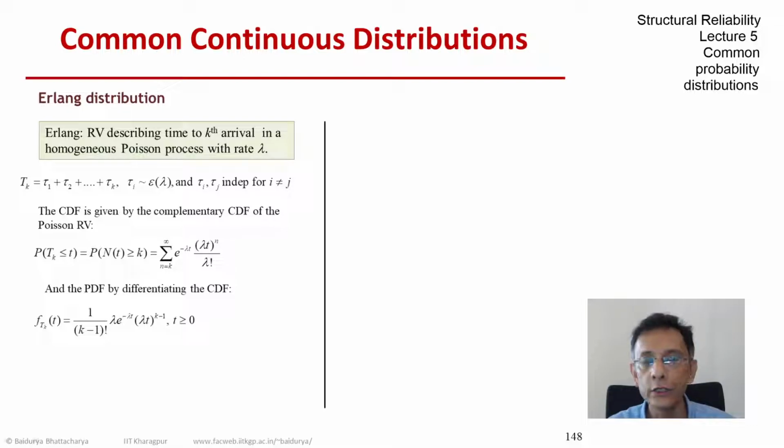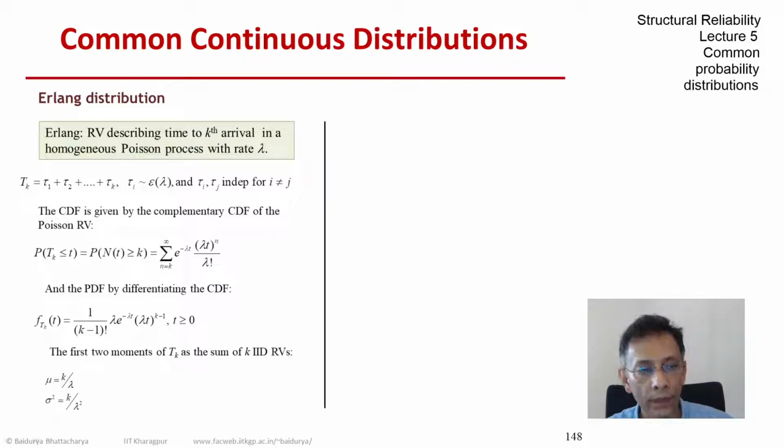Going back to the first equation that you see on the screen, the mean and the variance of Tk can be easily found as the mean of the sum of those taus and the variance of the sum of those taus: k over lambda and k over lambda squared respectively.